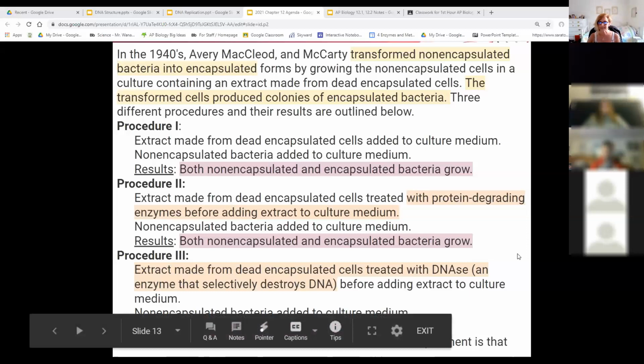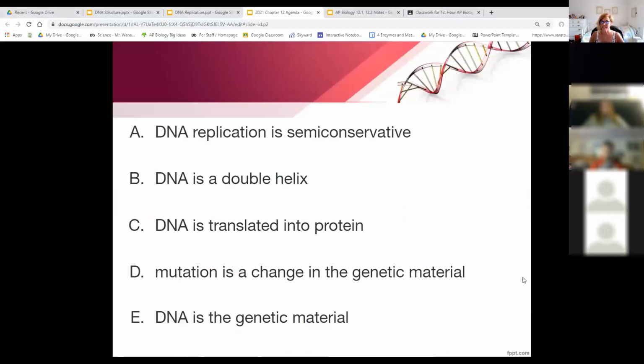Moving on. A reasonable conclusion to draw from this experiment is: A, DNA replication is semi-conservative. B, DNA is a double helix. C, DNA is translated into protein. D, mutation is a change in the genetic material. E, DNA is the genetic material. Which one basically answered the question that was being asked? E. Yeah, 7 of us got that right. So we're off to a good start.